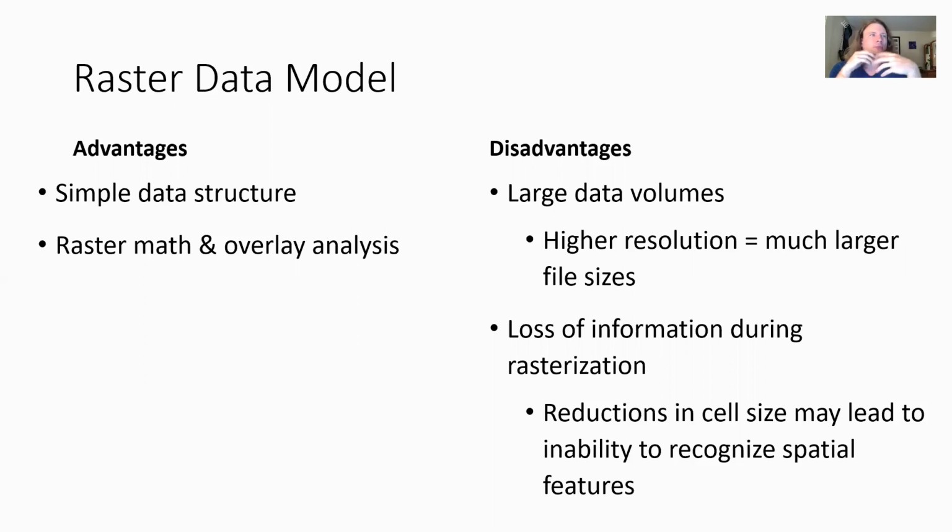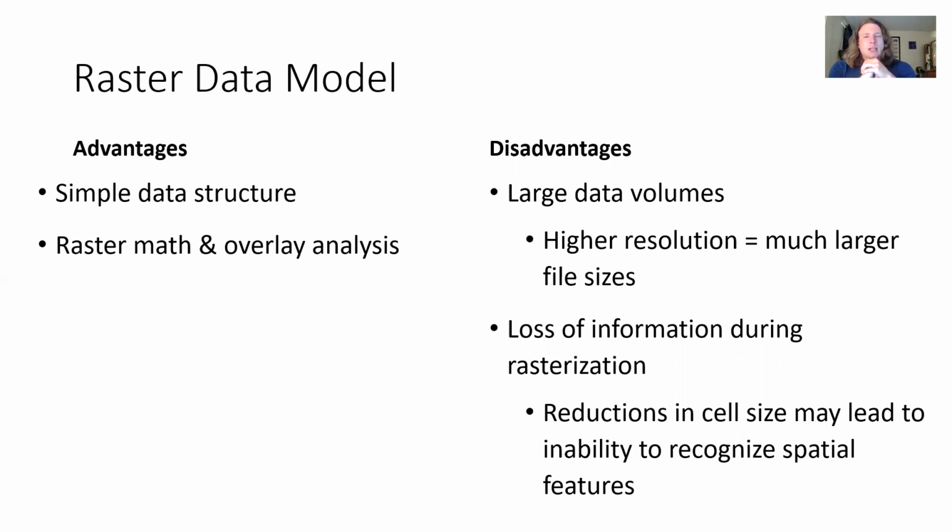What are the advantages and disadvantages of the different data models? With raster data, the key advantages are, one, it's a very simple data structure. This makes it fairly easy to work with and fairly easy to understand. And it lends itself to raster math and overlay analysis being performed very effectively and efficiently.